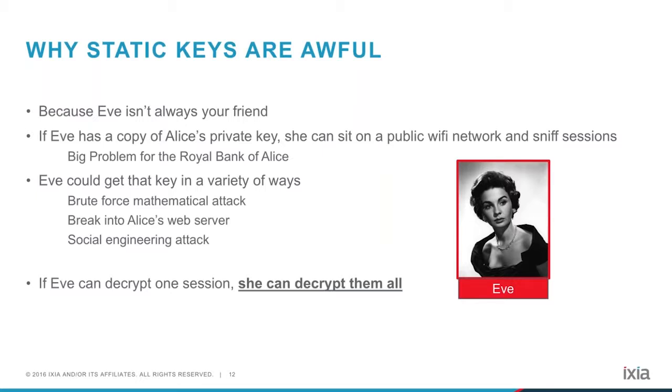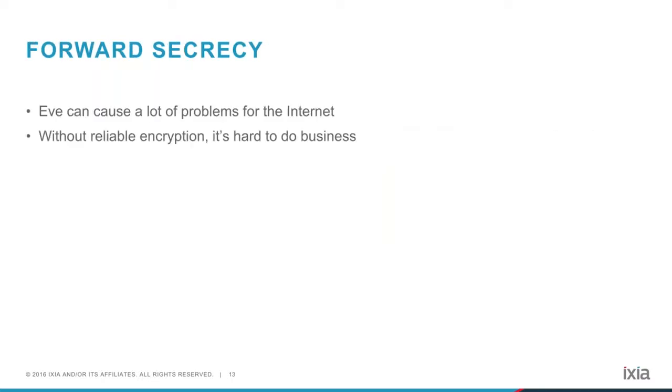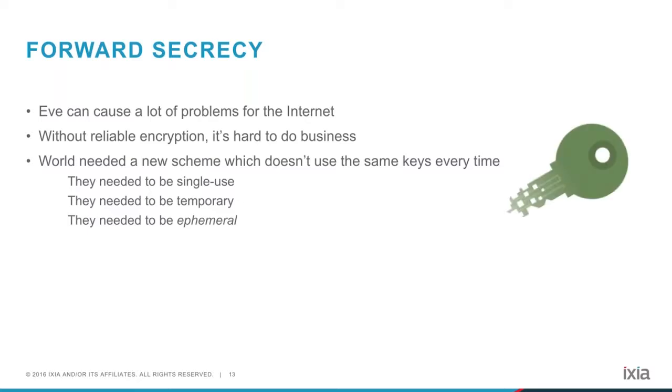That's a big problem. So now we're going to introduce a term that you may have seen if you're following along with encryption discussions. There's a term called forward secrecy, right? We've discussed the problems that Eve can cause if she obtains a private key, and basically without reliable encryption, it's hard to trust doing business. So encryption standards decided that the world really needed a new scheme which didn't use the same keys every single time, and those keys needed to be single use and temporary.